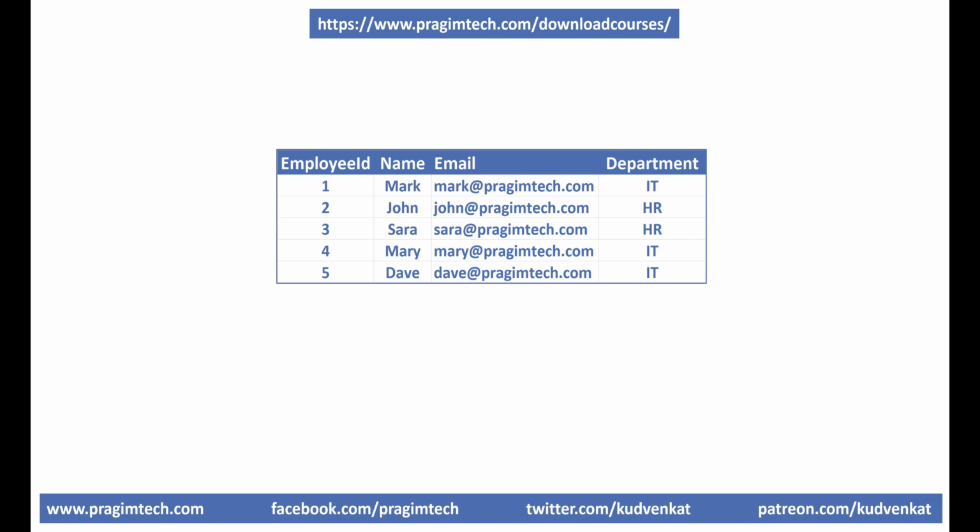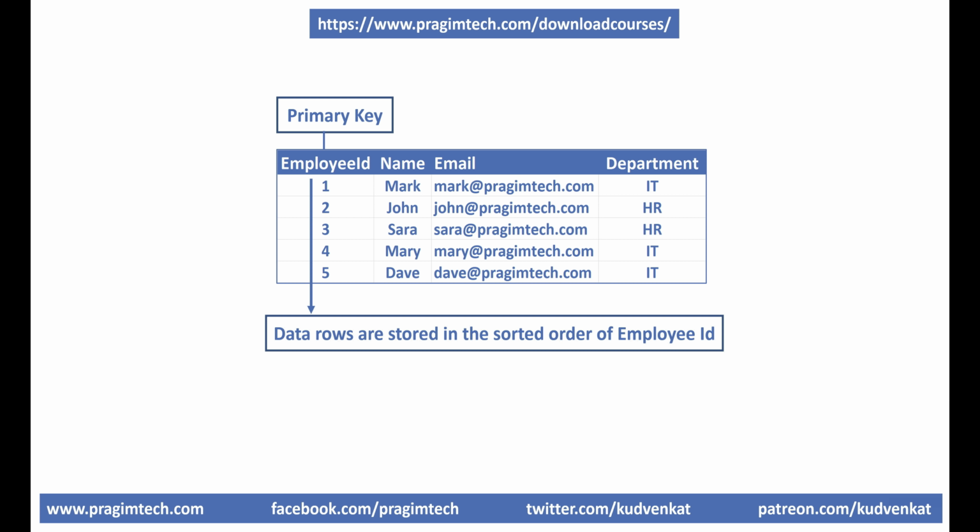Consider this employees table. Employee ID is the primary key. So by default, a clustered index on this column is created. This means the data rows that are physically stored in this employees table are sorted by the employee ID column.